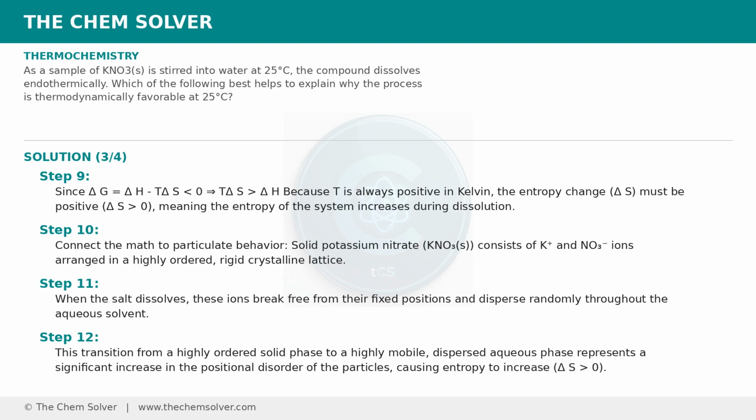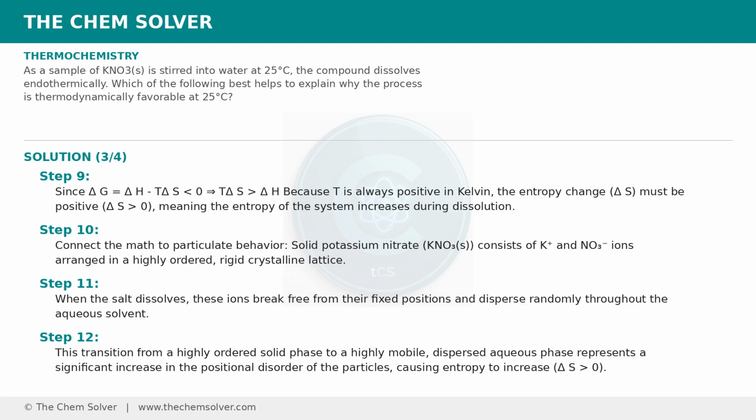since delta G equals delta H minus T delta S, less than 0, therefore T delta S is greater than delta H. Because T is always positive in Kelvin, the entropy change, delta S, must be positive, delta S greater than 0, meaning the entropy of the system increases during dissolution.